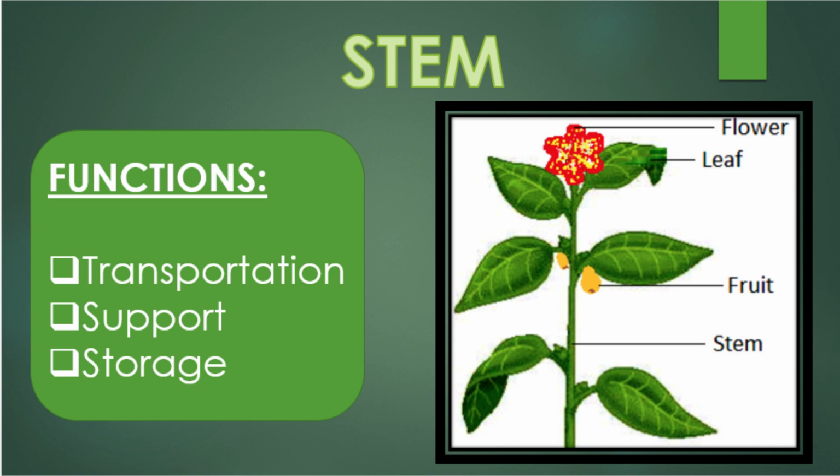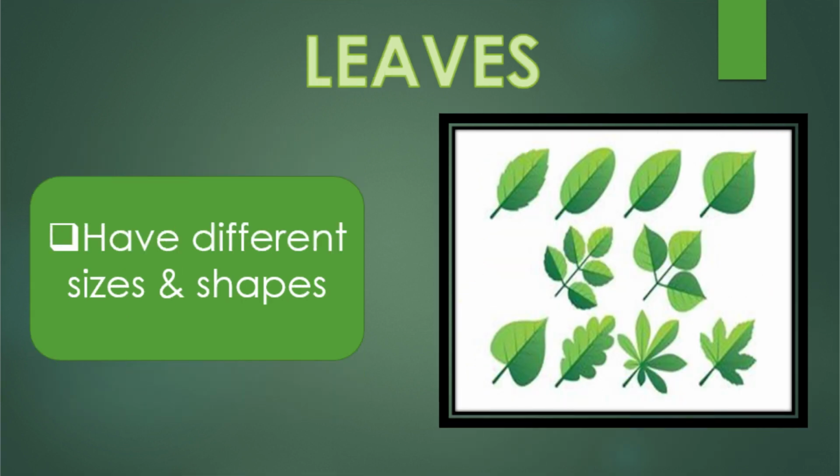And there are few plants which store their food in their stem. For example, potato, ginger, onion, sugarcane, these all store their food in their stem. Now, the third part of plant is leaves.